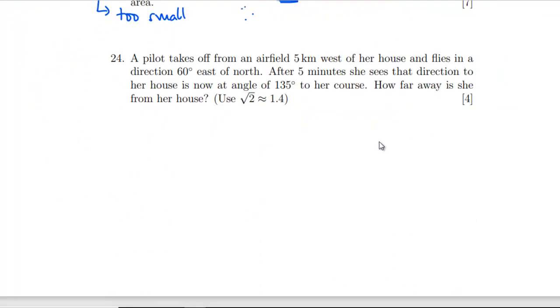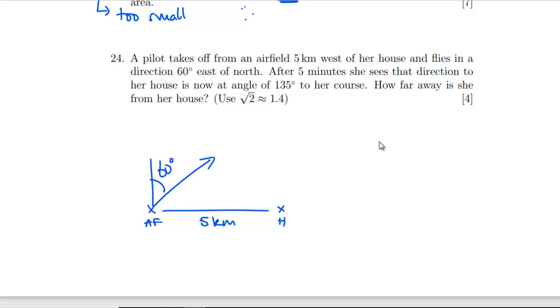A pilot takes off from an airfield 5 kilometers west of a house. Right, so we've got an airfield here. We've got a house here. We've got 5 kilometers between the two of them. Flies in a direction 60 degrees east of north. So that's going that way.